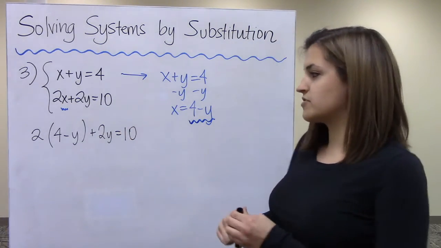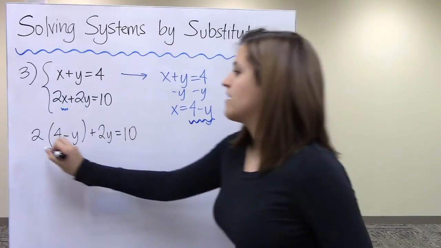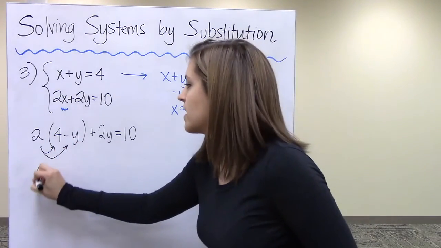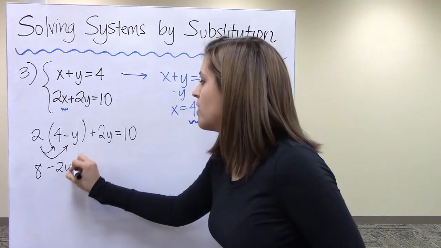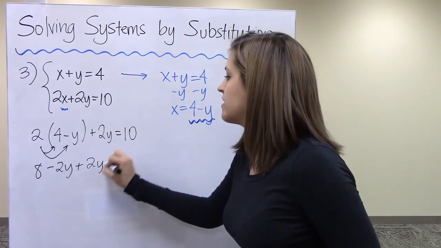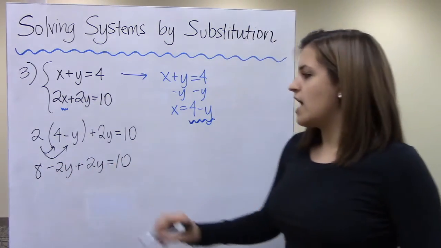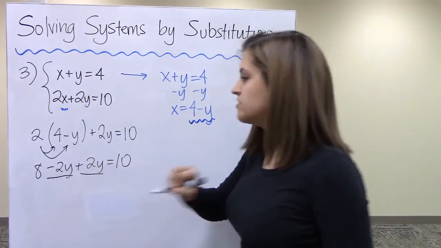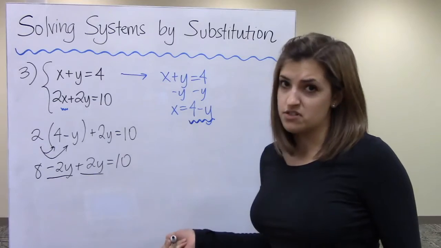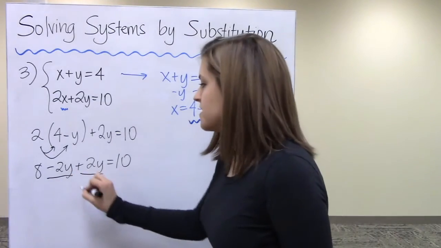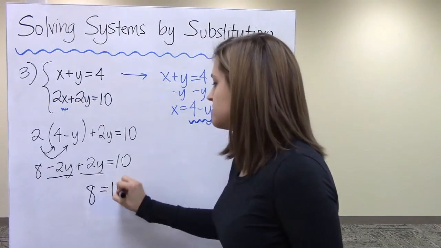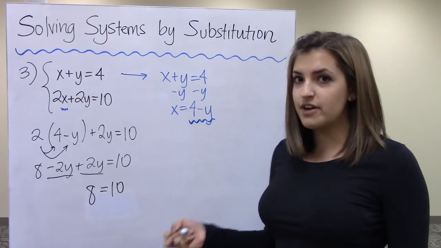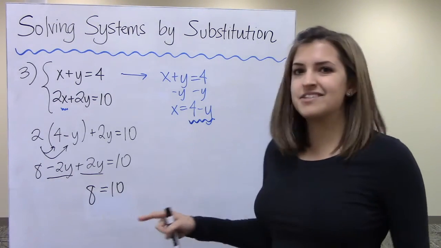And now I can solve for y. So I'm going to have to distribute here, 2 times 4 and 2 times negative y. So I'll get 8 minus 2y plus 2y equals 10. And if I combine like terms, I see that minus 2y plus 2y is 0y, which is 0. So I get on this side 8 equals 10. Well, this again doesn't help me solve for any variables, plus 8 does not equal 10.